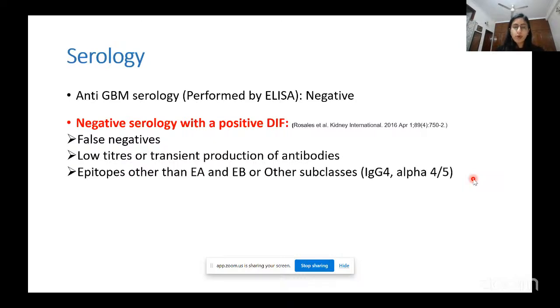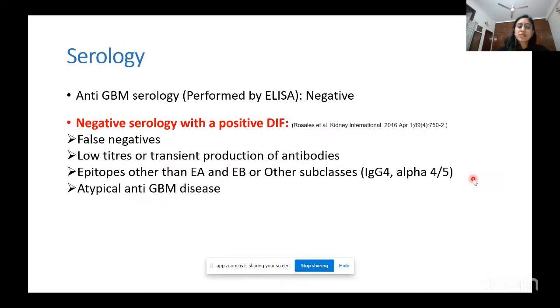The third important reason is that the antibodies could be directed towards epitopes other than the EA or the EB epitope, or the antibodies could be against a different alpha chain, like an alpha 4 or a 5 chain. And lastly, of course, there is atypical anti-GBM disease, about which we will discuss further on. So, in this case, we did sign it out as an anti-GBM, and we suggested that the antibodies could be against epitopes other than the EA or EB, or against a different alpha chain.